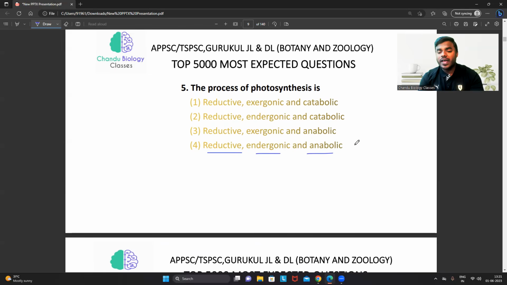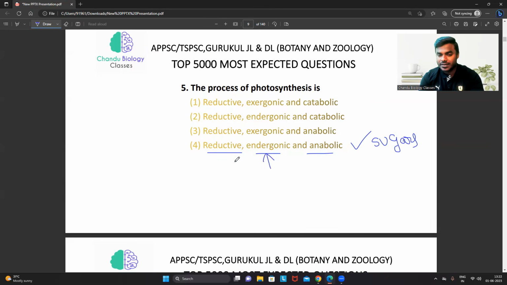You tell me why we call it anabolic, friends. We call it anabolic because plants are synthesizing the sugars. Correct or not? If the plant wants to synthesize the sugar, what does the plant require? Plant requires energy. So plants are using the energy. That's why it is called endergonic.